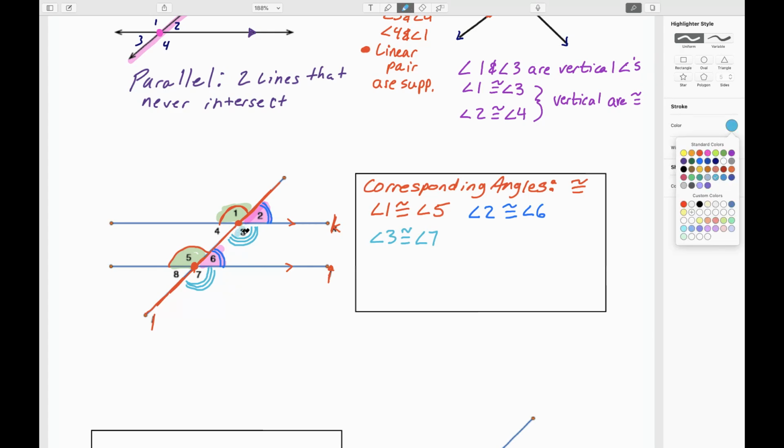And so I'm going to do a little highlighting here. All right, and then for the sake of finishing this out, we'll look at the ones that are on the lower left, and it's really clear that they look like they're the same size, so we're going to name those corresponding, and we'll do little 4 arcs. Okay, and we'll say that angle 4 is congruent to angle 8.